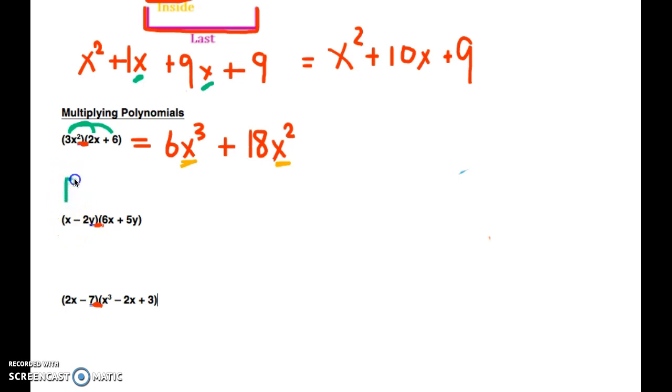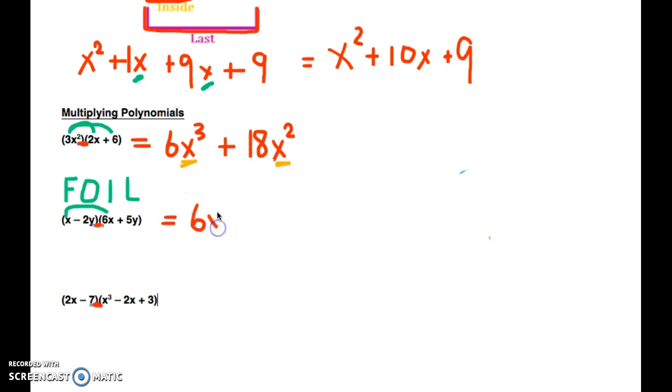quickly review. We do firsts, then we do outsides, then we multiply the insides, then we multiply the last terms. Okay, so first times first is an x times a 6x. That gives me a positive 6.